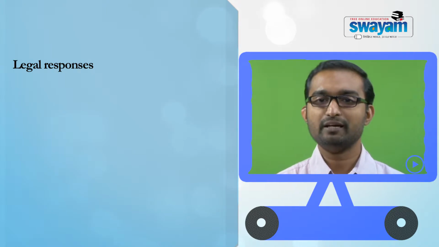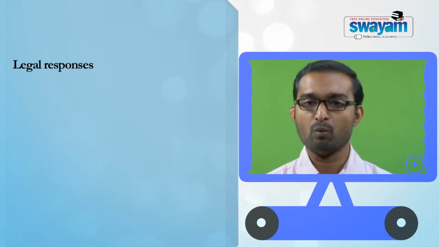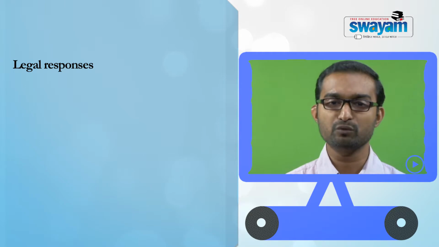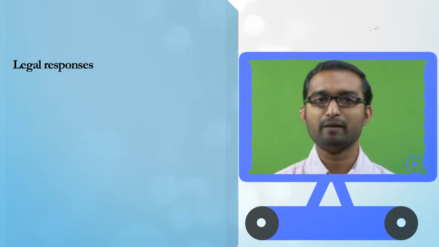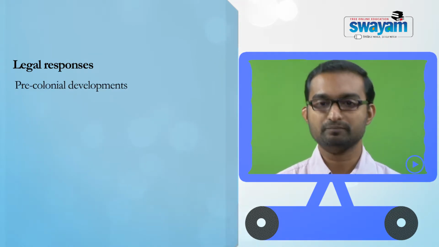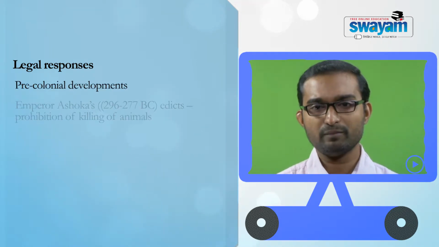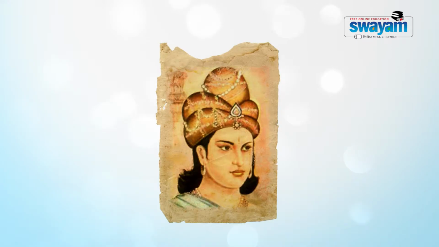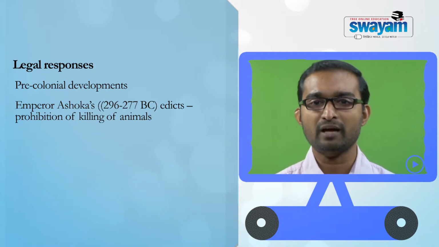When we look at the historical context, wildlife laws in India are not a new phenomenon. The history of wildlife laws can even date back to the pre-colonial era. For example, during the period of Emperor Ashoka, 296 to 77 BC, there are several edicts that are directly linked to wildlife protection. Some of these edicts are directly related to the prohibition of killing of animals.